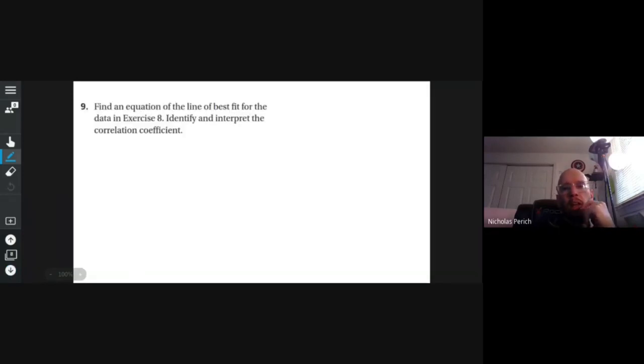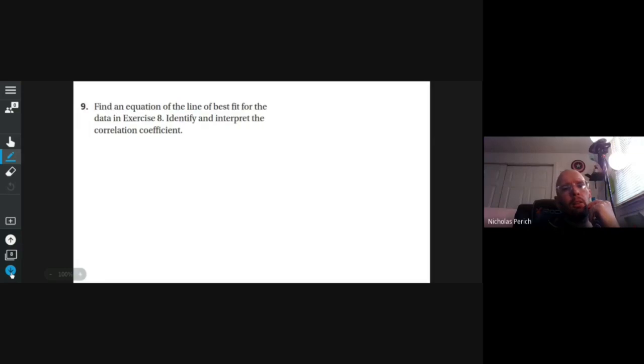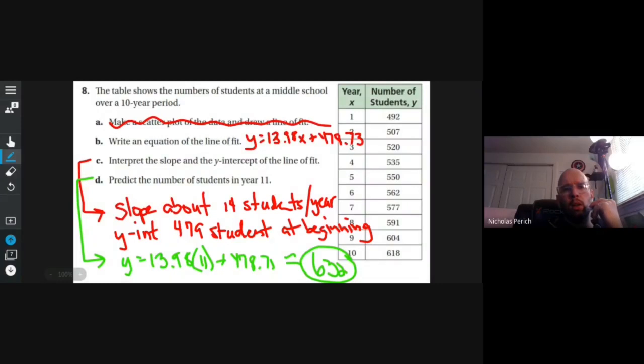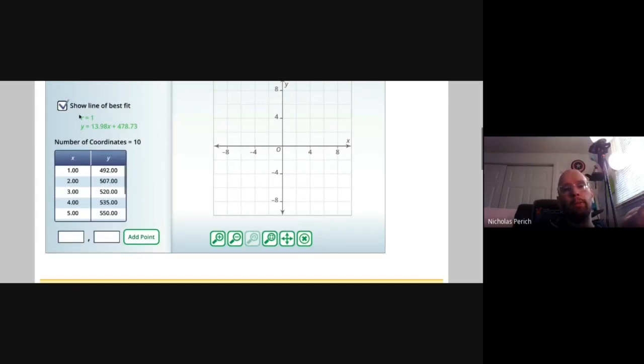Find the equation of the line of best fit for the data in exercise 8. I already did that. That's weird. Oh, the correlation coefficient. What was I supposed to do for 8 that was different? Oh, okay. For 8, it said write an equation of the line of fit. Okay, fine. What I did was I found the line of best fit, which is the same exact thing. And the correlation coefficient was, oh, look at that. 1.